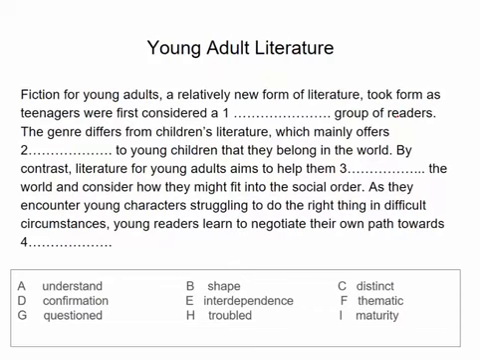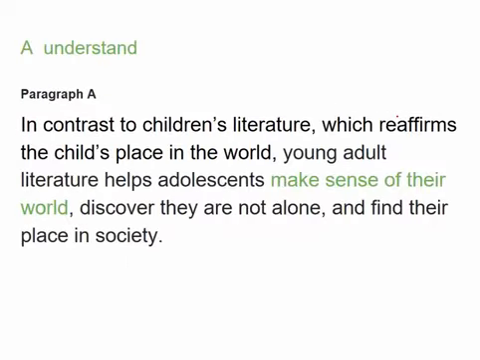Moving on to number 3, by contrast, literature for young adults aims to help them what? Okay, well, the answer is A, understand. Help them understand the world. Okay, this idea came from that same sentence that we were just reading in the passage. It's just further on in the sentence, right? Young adult literature helps adolescents to make sense of their world. To make sense of something means to understand it.